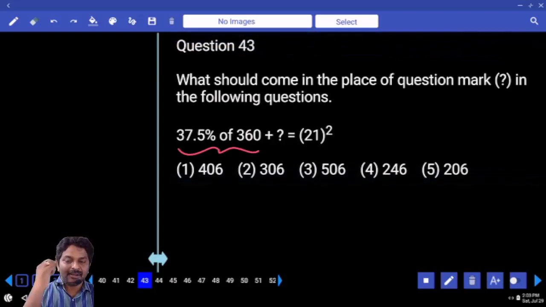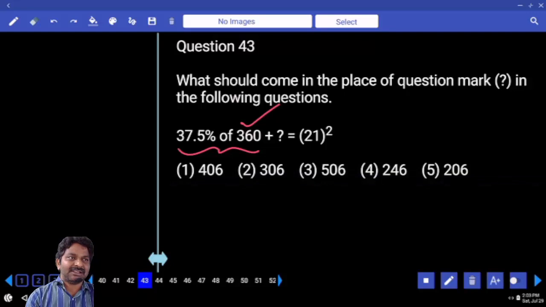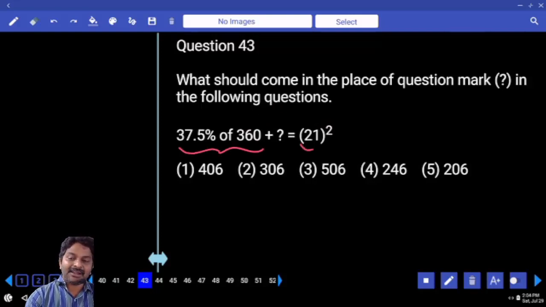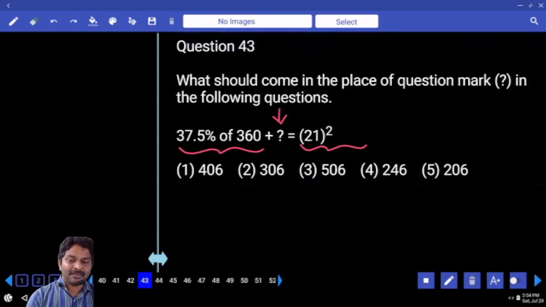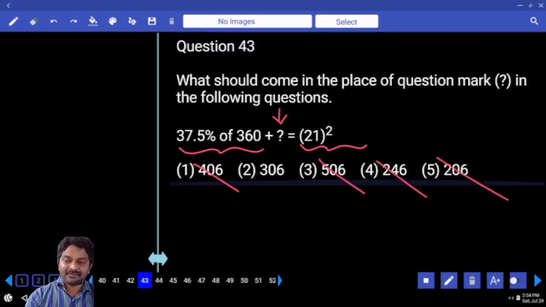Now when I see 360, that is a 9 multiple. Right hand side 21 is also a 3 multiple. But we have 3 square multiple, right? 21 square, which is a 3 square, correct? That means this number is 9 multiple. Right hand side number is also a 9 multiple. Then x must be? Can it be first? Second? Hold it. Third? Fourth? Fifth? Final.